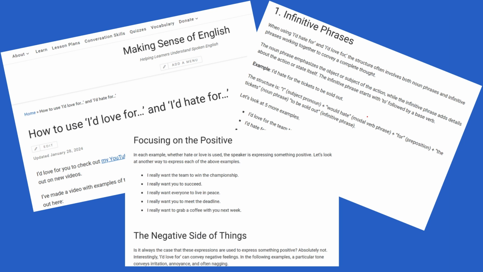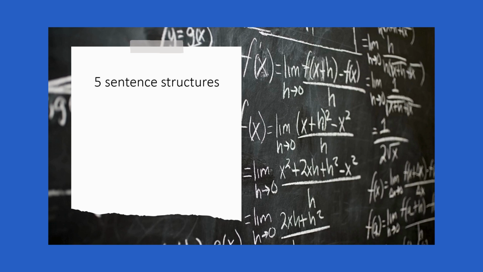I'm going to try not to focus too much on grammar in this video. I've created a supplement that you can find in the description if you'd like to explore the grammar a bit more. For now, I'll just give you the 5 structures and then some examples and a little explanation. There are a lot more examples in the supplement. You can use I'd love for or I'd hate for with 5 sentence structures.